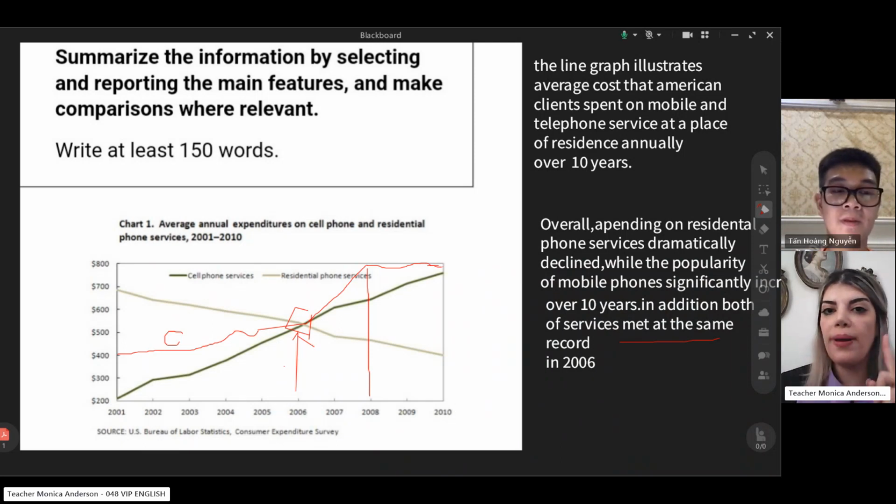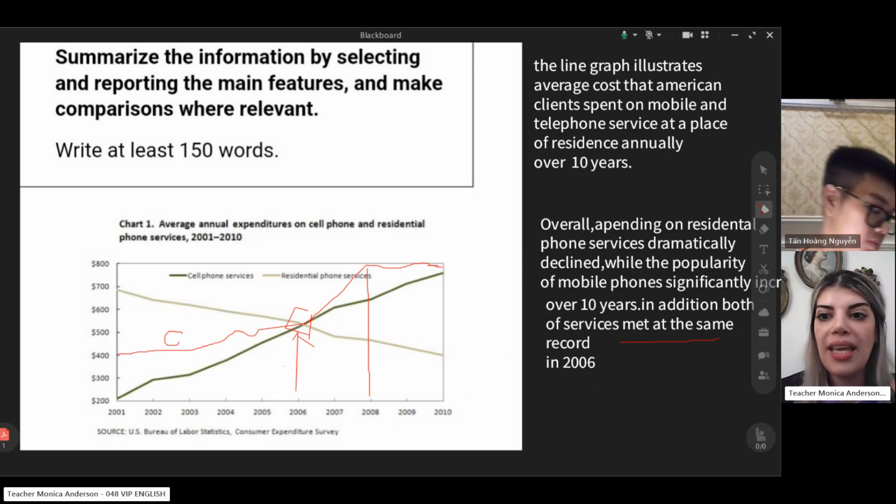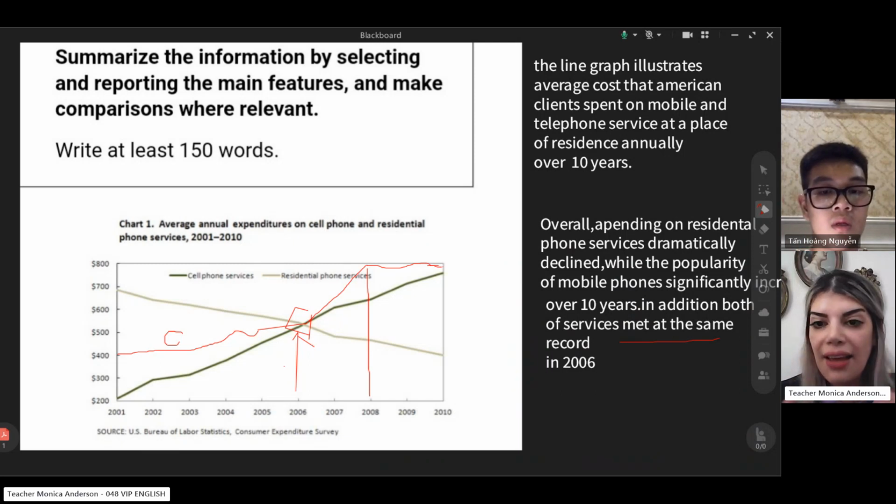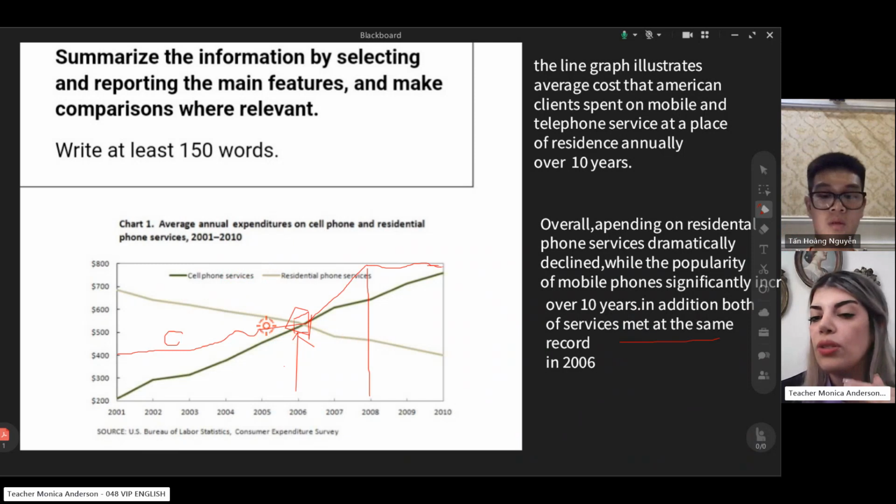Of course. As I told you, there are some questions that you need to answer. And one of those questions is, if there is any sharp increase or decrease, or if they have something in common, maybe they met at the same time, you need to mention it. If there is any significant change, you need to mention it. And this is a significant change. As you can see, they met at the same time, at the same record, so that is really important. If we have more, of course, we need to write.